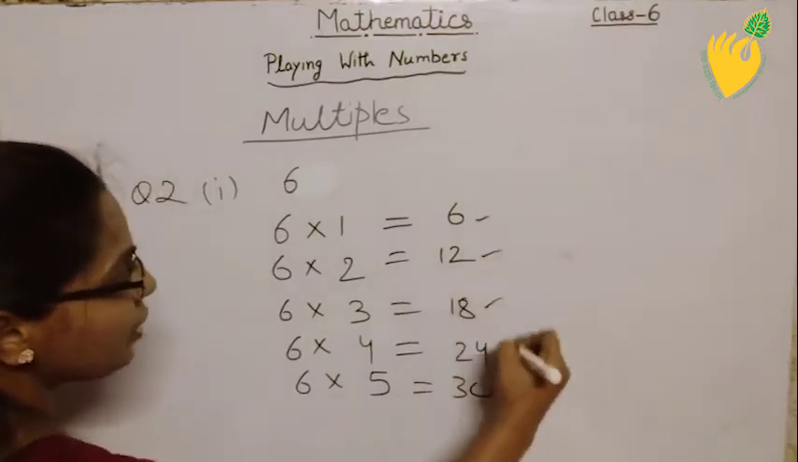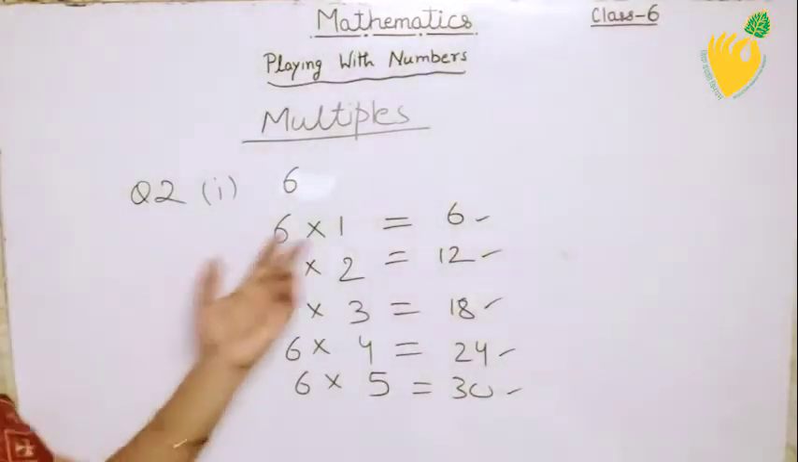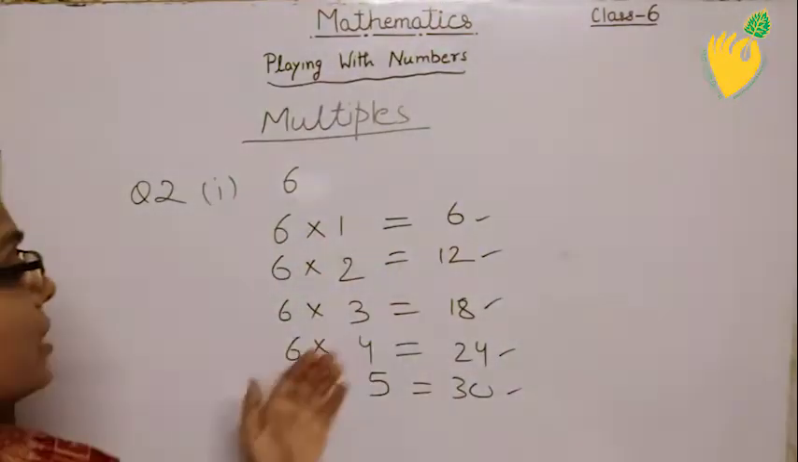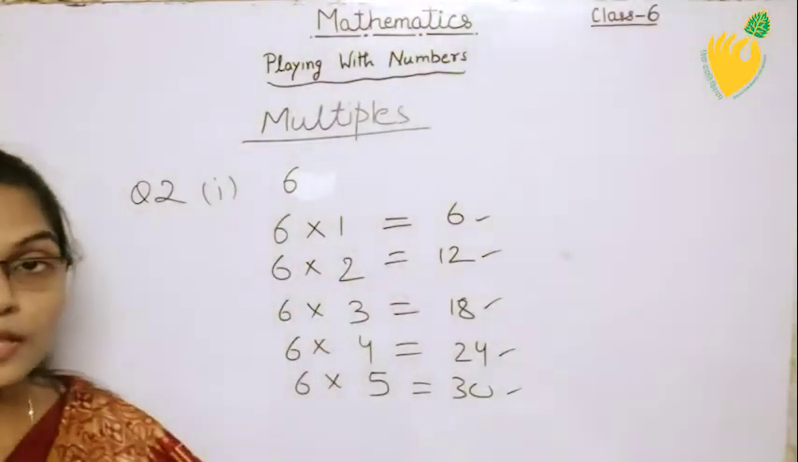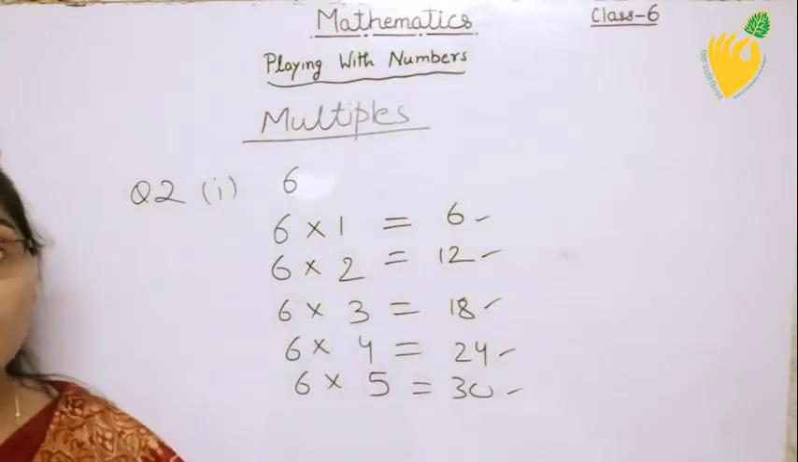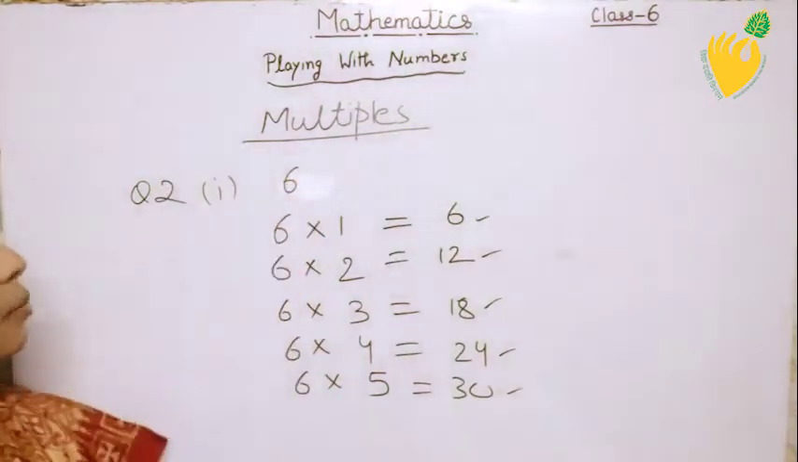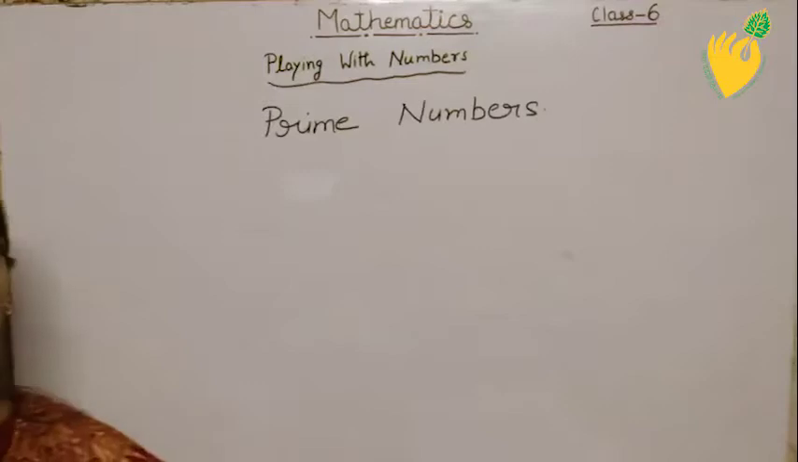So these are the first 5 multiples of 6. 6 1 is 6, 6 2 is 12, 6 3 is 18, 6 4 is 24, 6 5 is 30. In this way you can solve the rest of the questions of the Learning Check 3.2.